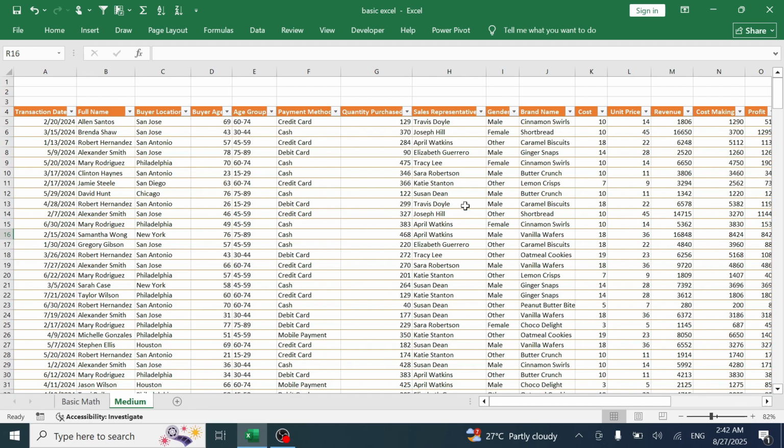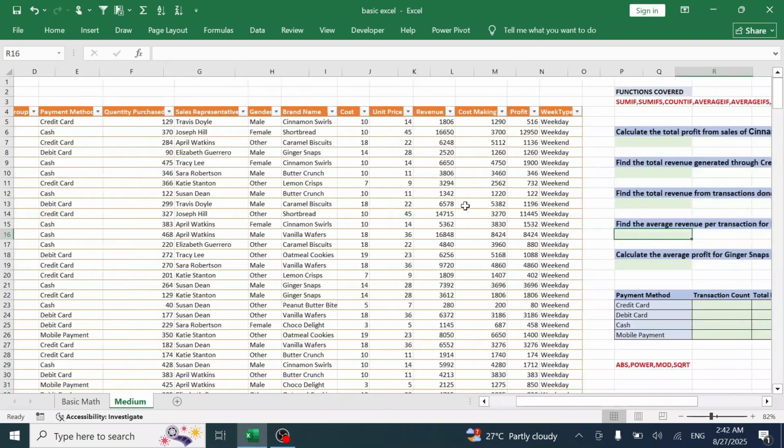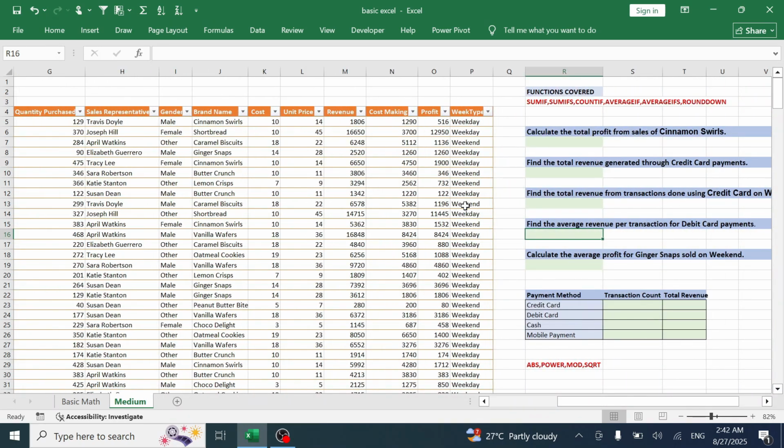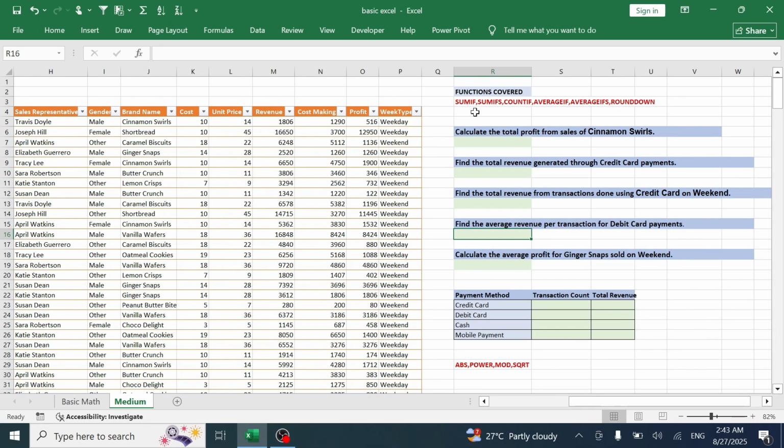So we have one more data set. It is bakery sales data. Here we have some medium level questions. First, let me tell you the difference between sumif and sumifs. Sumif only works with one condition, and if we have multiple conditions and need to sum something, we need to use sumifs. For multiple conditions we use sumifs, and for a single condition we use sumif. Let's see it with a practical question.